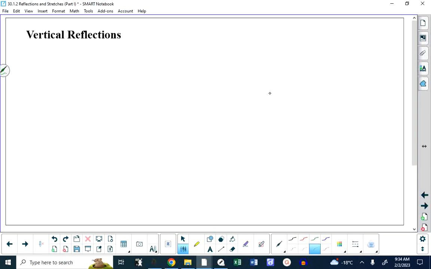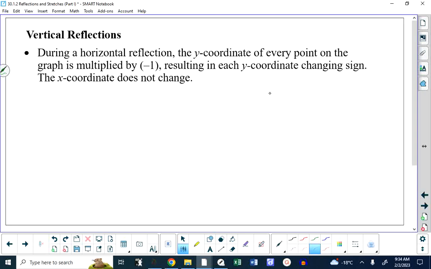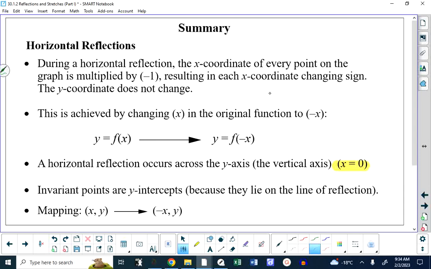We take a look at vertical reflections. Vertical reflections occur whenever, I'm going to back up. If you take a look at the top statement here, the top statement says that the replacement in the equation is x becomes negative x. And the bottom statement says x on the graph becomes negative x. Again, the replacement in the equation is the same as what happens to x on the graph.